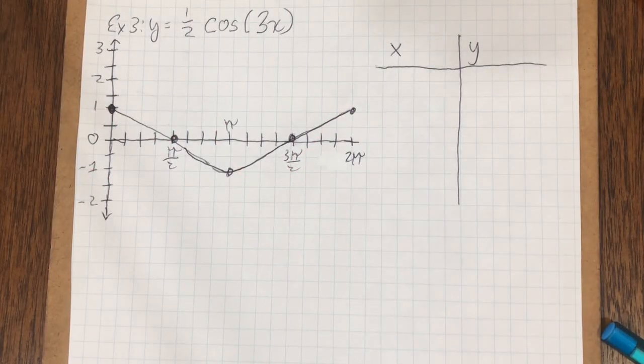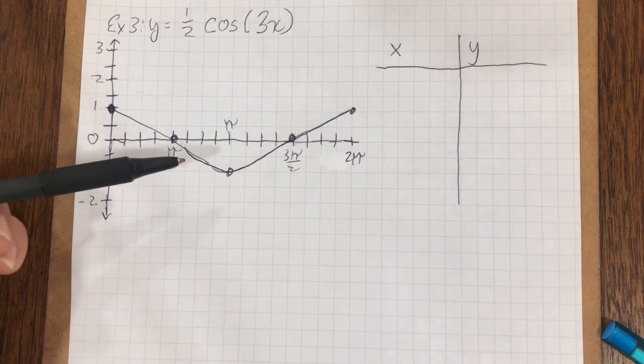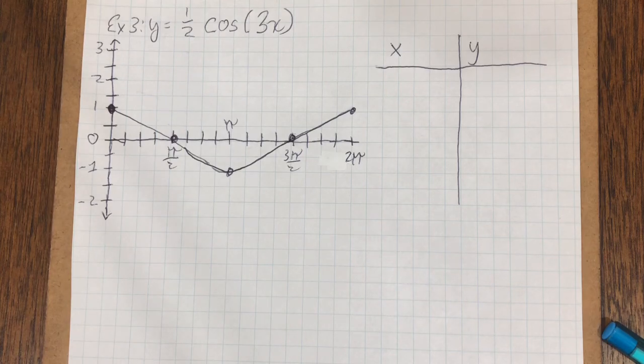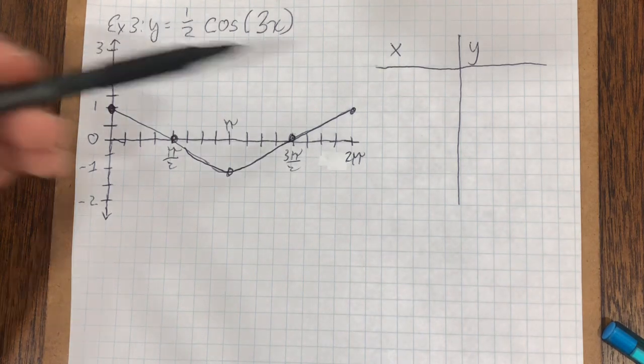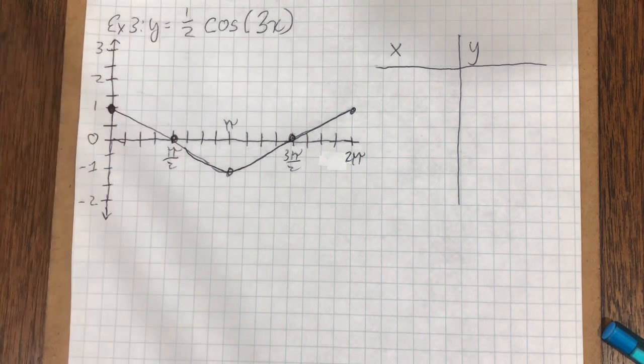Okay, so now we're going to take a look at some examples where we have two transformations happening on one graph. All right, so in this third example, we have y equals 1/2 times cosine of 3x. And if we take a look, we have the graph for the parent function, which is cosine of x. So now I want to see how the x and y coordinates are going to change with the 1/2 in front of the trig function and the 3 in front of x. All right, so let's go ahead and figure out what the transformations are.